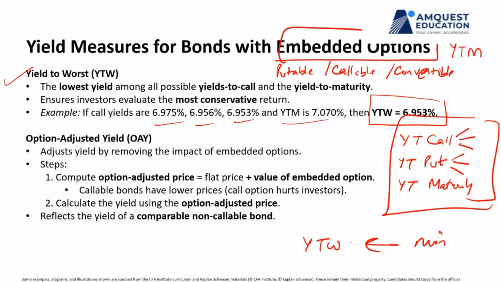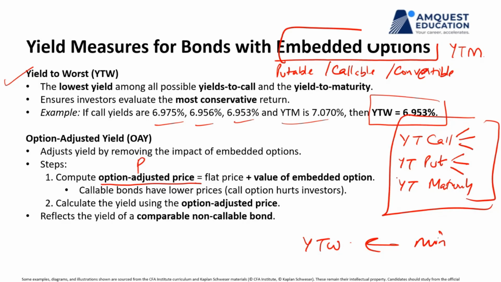Steps: compute the option adjusted price, which is the flat price plus the value of the option. Calculate the yield using the option adjusted price and reflect the yield of a comparable non-callable bond. So in step one, we calculate an option adjusted price. It's nothing but a price, and a price is the present value of all your future cash flows. So we calculate an option adjusted price: flat price plus the value of the embedded option.